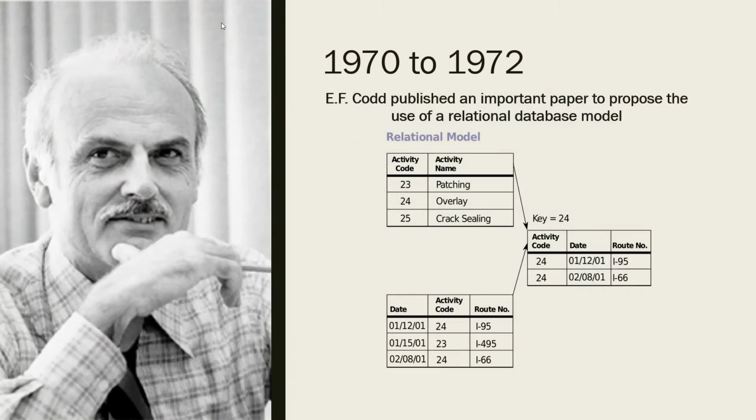In 1970, Edgar Frank Codd published an important paper proposing the use of a relational database model, and his idea changed the way people talk about databases. In his model, the database schema, or logical organization, is disconnected from physical information storage, and this became the standard principle for database systems.